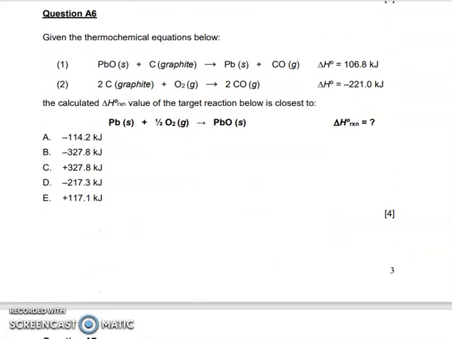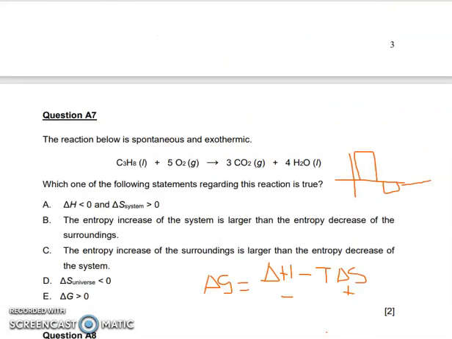In these types of questions, you just have to check your reaction. Lead here is a reactant, and there it was a product. So you reverse that reaction, and you also reverse delta H. Oxygen is still a reactant there and there, but it's now half of O2, whereas there it was O2. So you multiply that delta H by half, and then you add them. That's how you do that one.